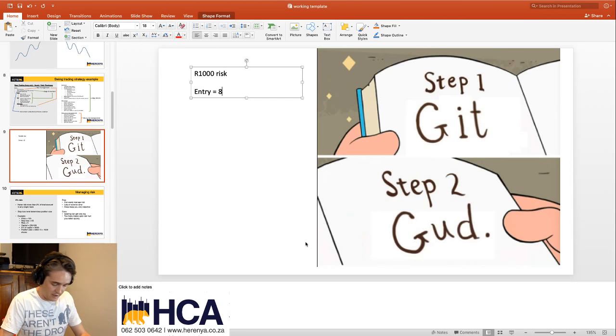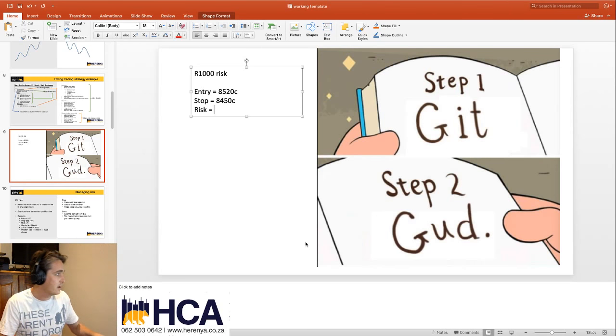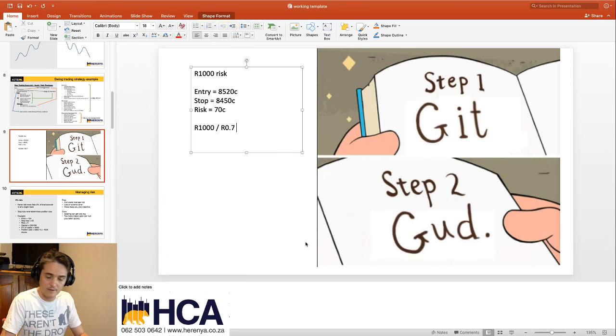Entry is here at 85.20. Stop equals 84.50. So that means our risk is equal to 85.20 minus 84.50. I'm just going to work it out because I'm lazy: 8520 minus 8450. So we are risking 70 cents. Risk is equal to 70 cents, and we want to risk 1,000 Rand, so 1,000 Rand divided by 70 cents equals how many shares we have to take. 1,000 divided by 0.7, we can take 1,428 shares.